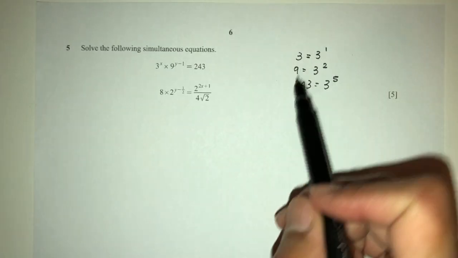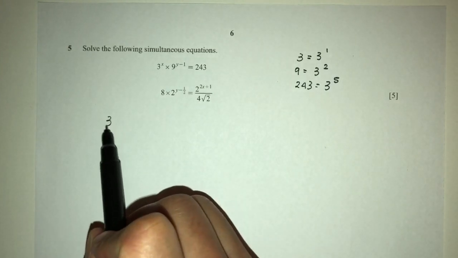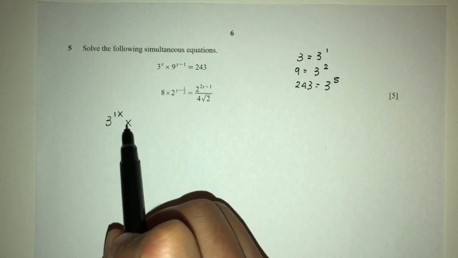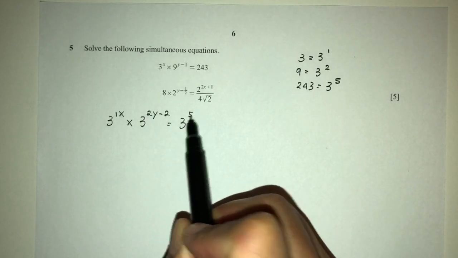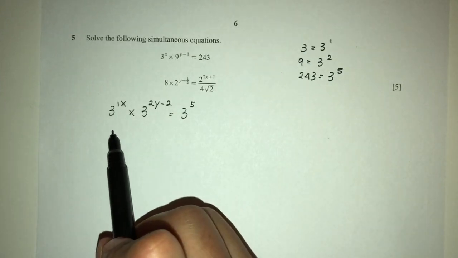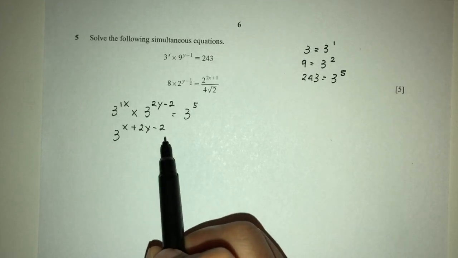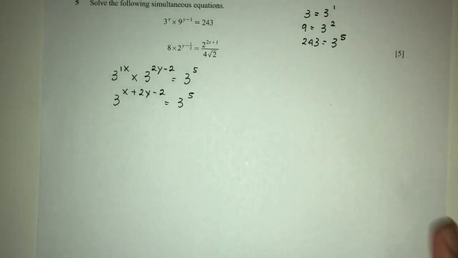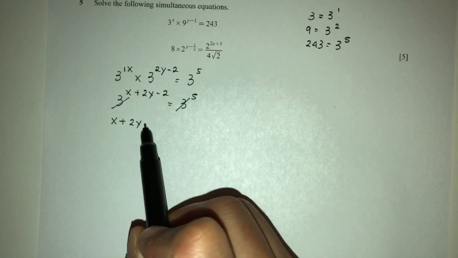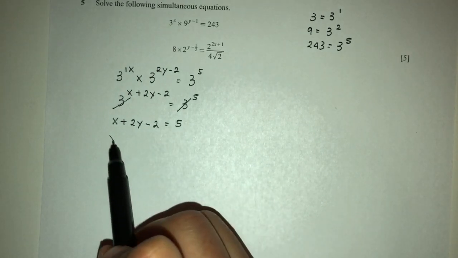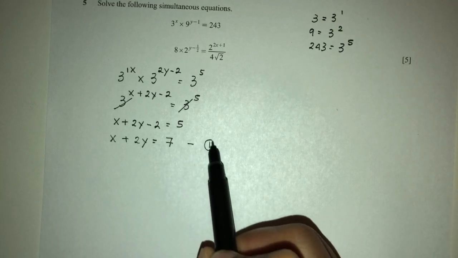So let's replace those values by the indices in this equation. So you have 3 power x times 3 power 2y minus 2, equals 3 power 5. So let's simplify. Combine those two, it becomes 3 power x plus 2y minus 2 is 3 power 5. Now cancel the base. You will have x plus 2y minus 2 is 5. x plus 2y is 7. That is my first equation.